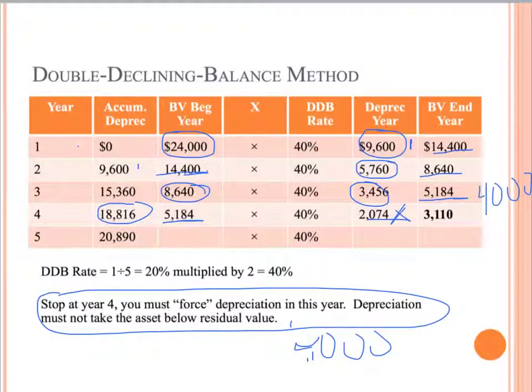Depreciation for year 4 is the beginning balance for year 4, $5,184, minus the $4,000 residual value we need to have to give us depreciation for the year of $1,184. Our entry for year 4 will be depreciation expense $1,184, accumulated depreciation $1,184.